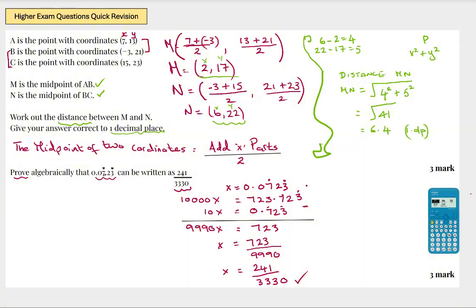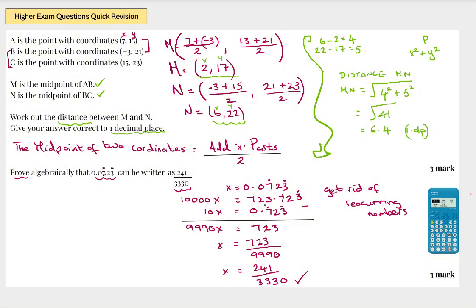So just remember, the concept is you need to get rid of these. That's what you need to do. You need to get rid of the recurring numbers. And once you do that, you can solve it.